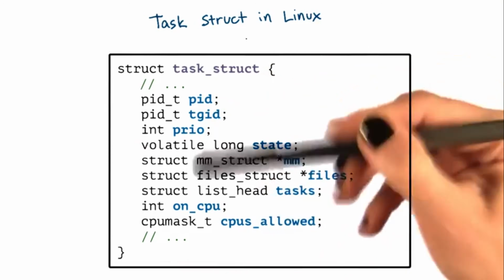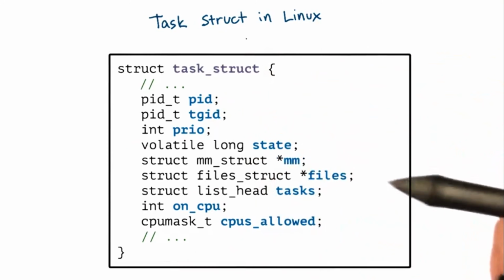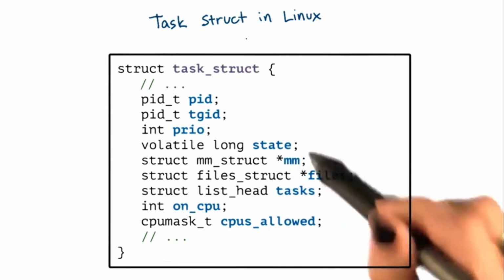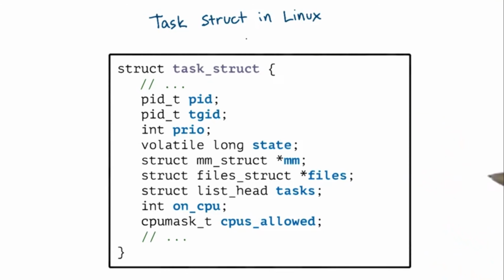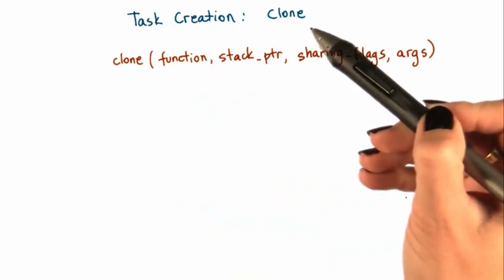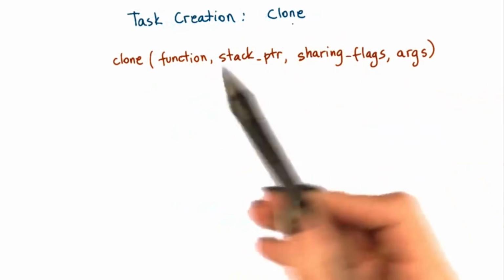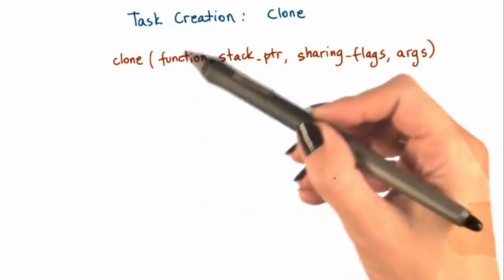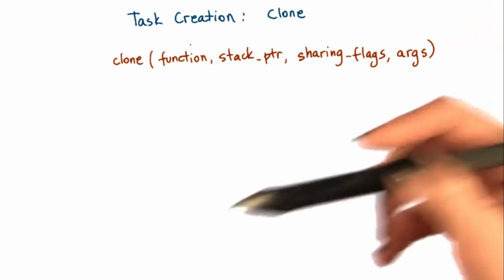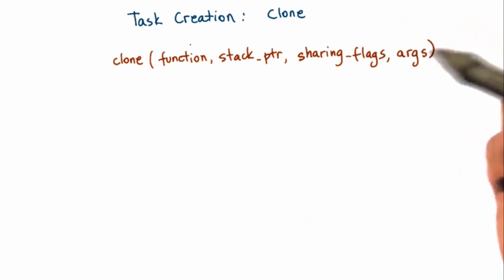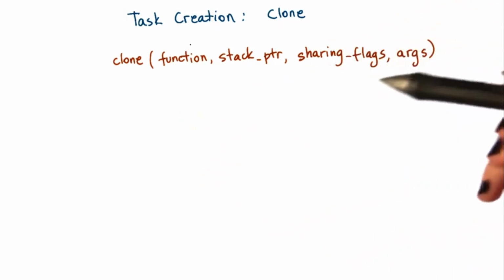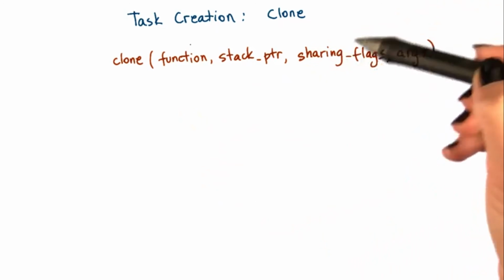It's a data structure that's approximately 1.7 kilobytes large, so there's quite a lot of information in it. To create a new task, Linux supports an operation clone, and this is similar to this. It takes a function pointer and argument, similarly like what we saw when we were creating a new thread, but it also has this one argument that's called sharing flags.